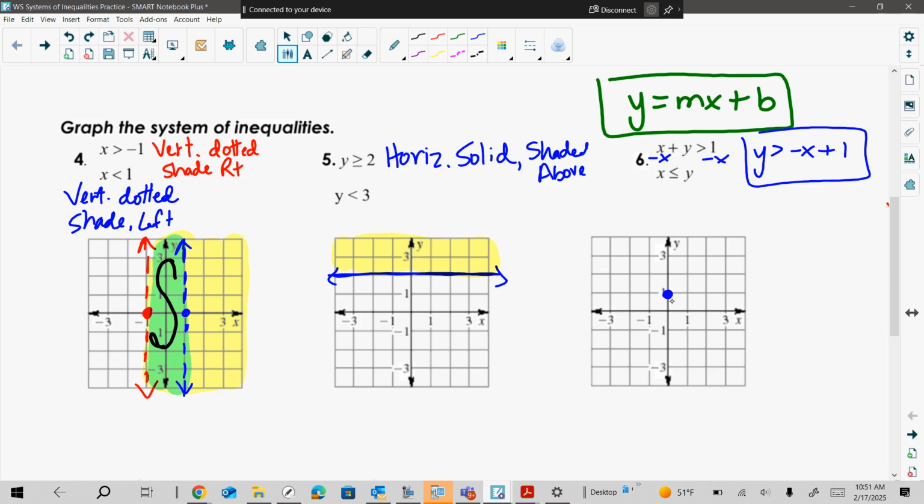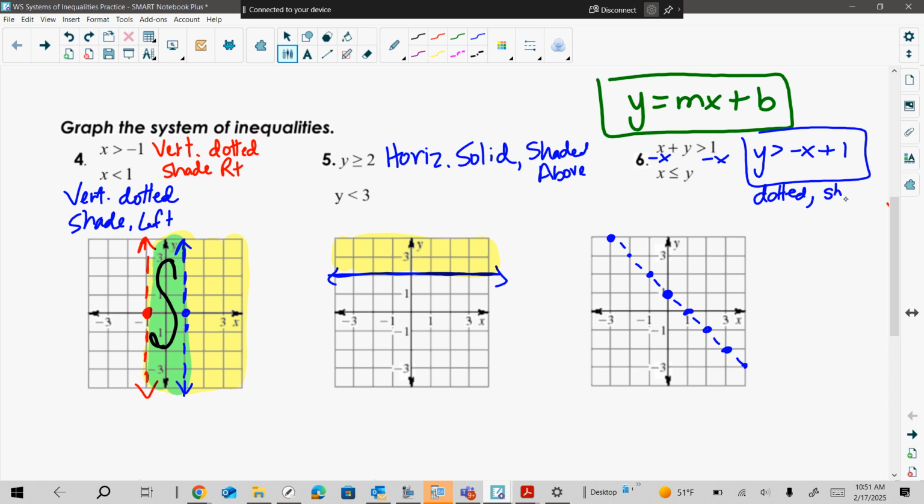How do I move from this point? Down 1, to the right 1. Down 1, to the right 1. Or up 1, to the left 1. And because it's greater than, it's a dotted line. So I'm just going to put hashes in between my points here. Because this is greater, so it's a dotted line.